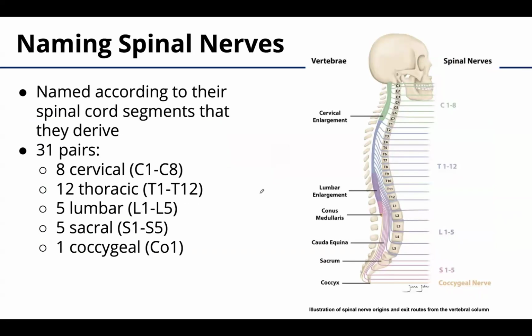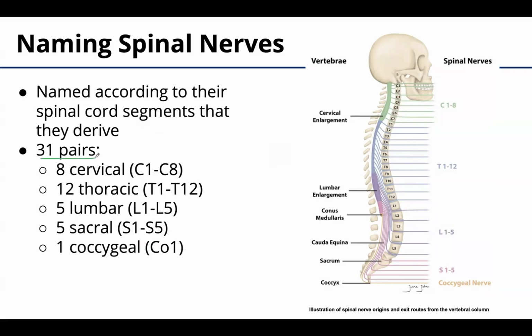Each pair of spinal nerves is derived from a spinal cord segment. Within the spinal cord, this segmentation is actually not really obvious, although there are some ways to distinguish we'll talk a little bit about in neurology, but they are divided into 5 regions, which actually also correspond to the 5 vertebral regions. But it's important to note that not all spinal cord segments are aligned with their corresponding vertebrae because of the differential growth of the vertebral column and the spinal cord.